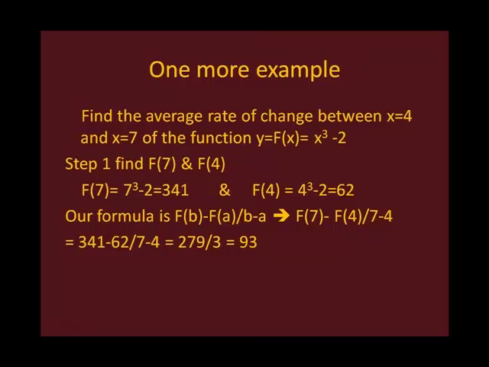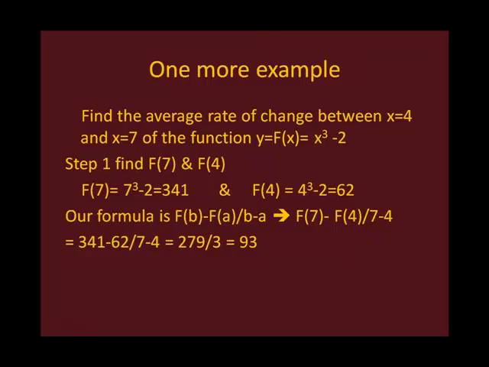So plugging this into our average rate of change formula, which is f of b minus f of a over b minus a, will give us f of 7 minus f of 4 over 7 minus 4, because again, the bigger number was 7, the smaller number was 4. Applying what we've calculated, that equates to 341 minus 62 over 7 minus 4, which equals 279 over 3, which is 93. So the average rate of change for the function x cubed minus 2 between x equals 4 and x equals 7 is 93.